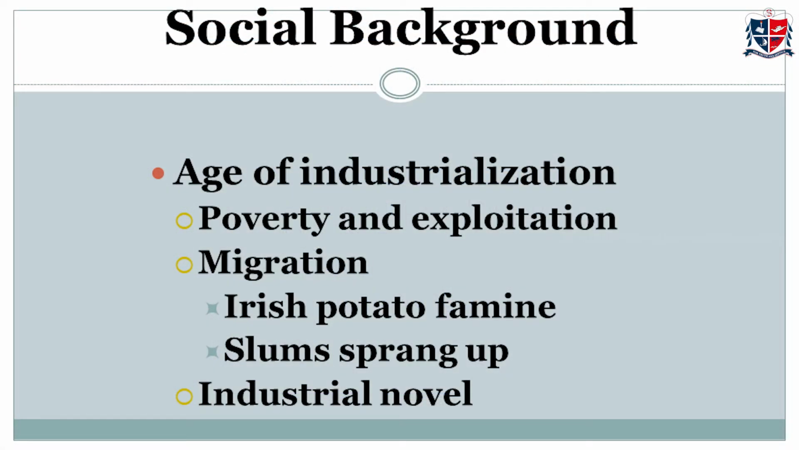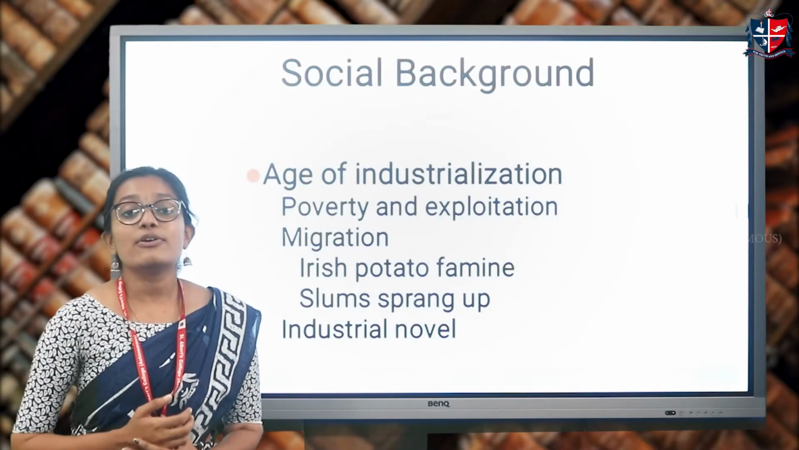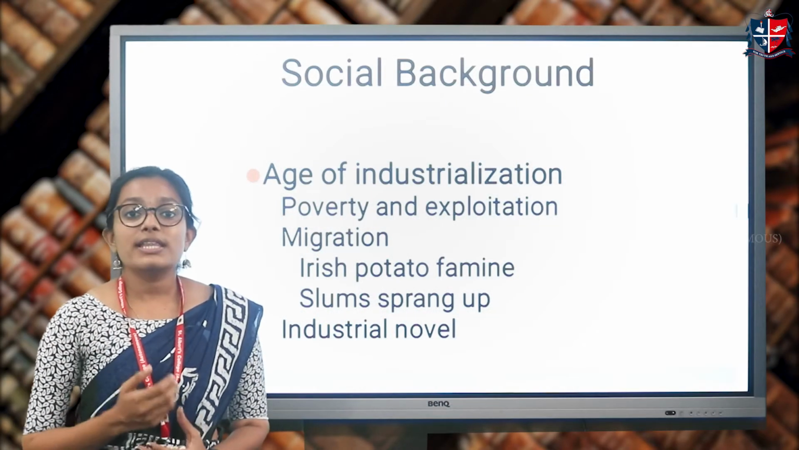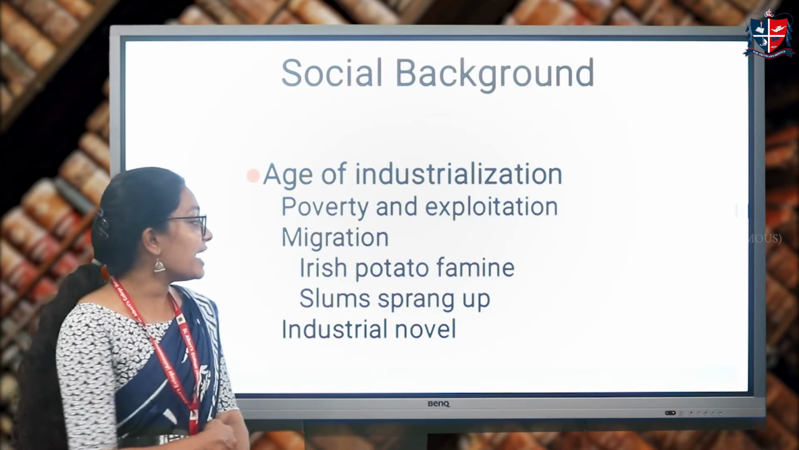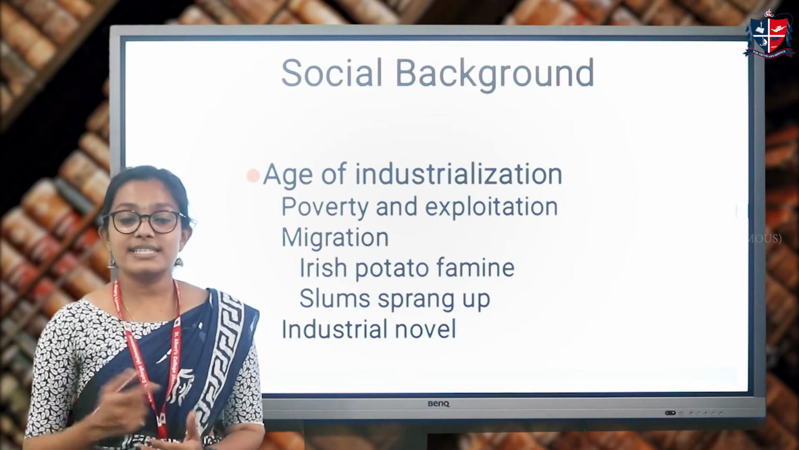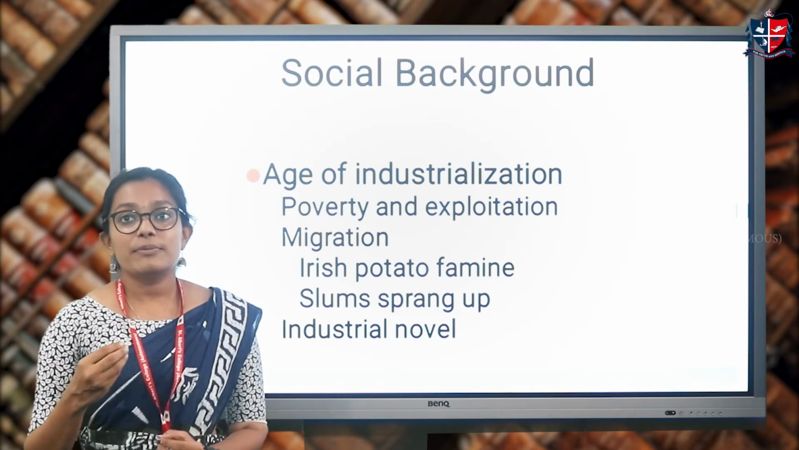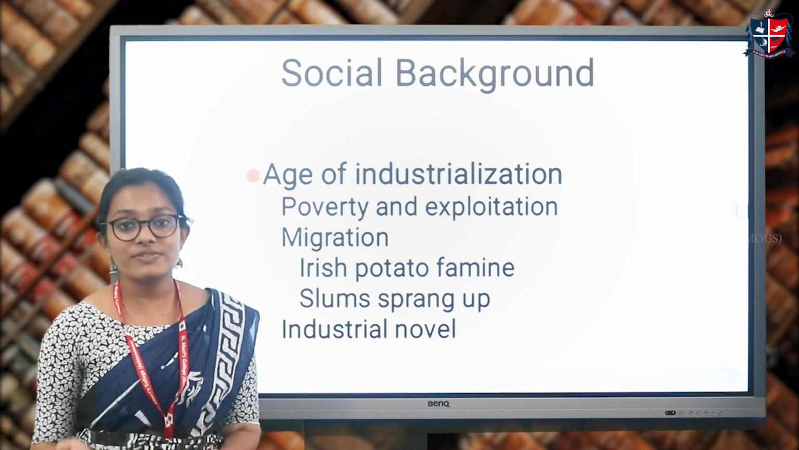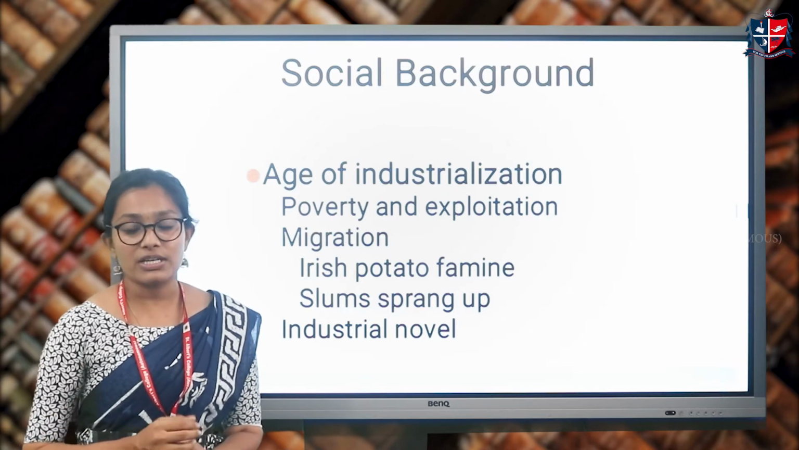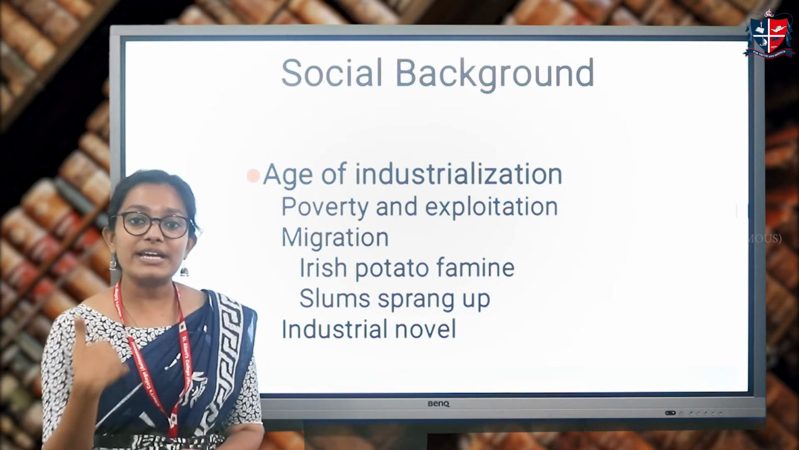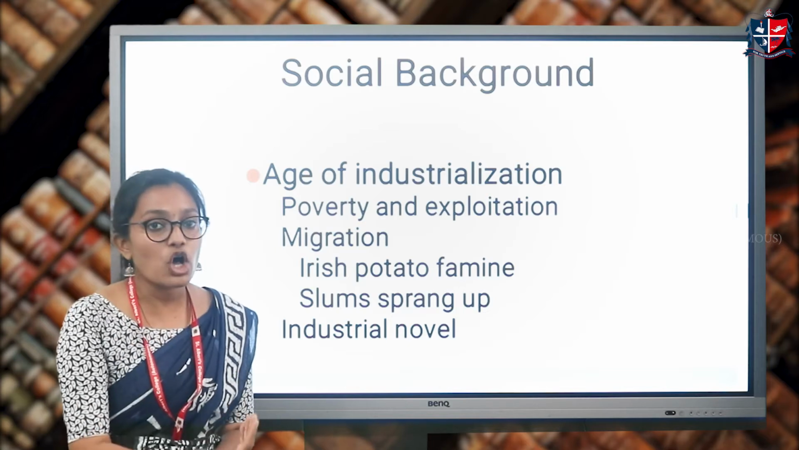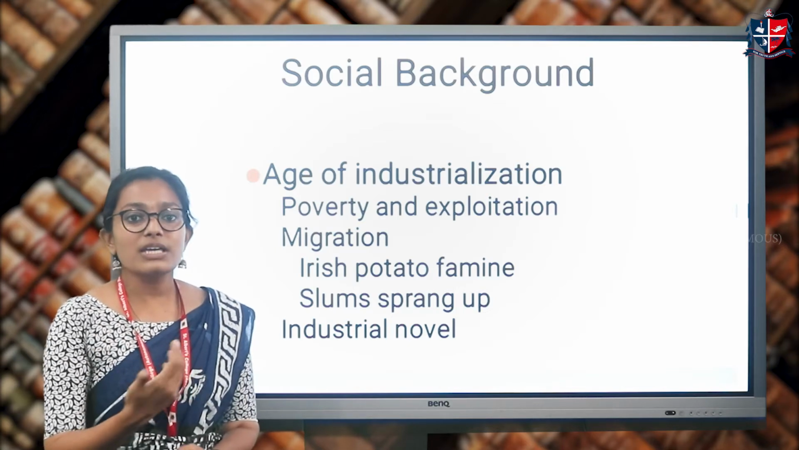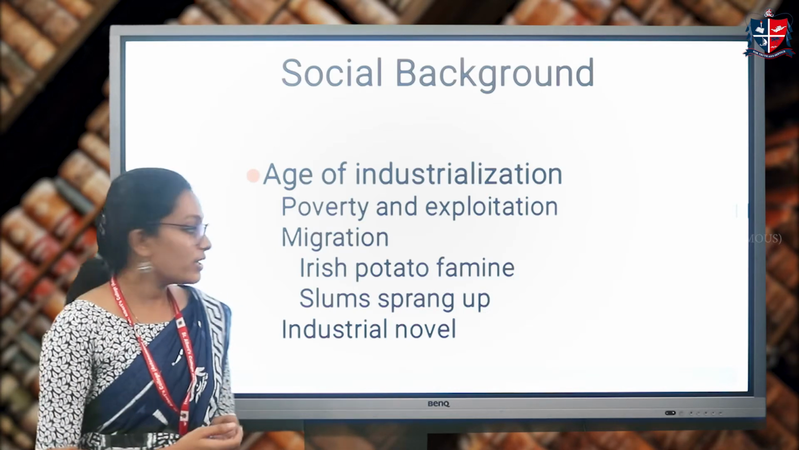And about the migration, many people migrated to England for getting a job. The major reason was the Irish potato famine at that time in Ireland. The potato crop failure happened. At that time, people migrated to England to get a job and to get a secured life.